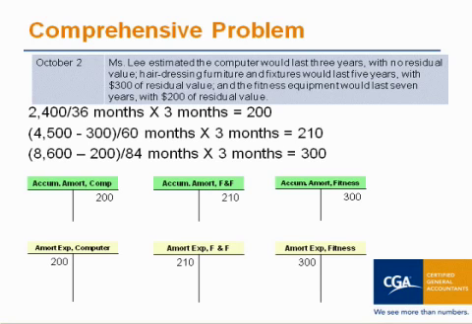7 times 12 is 84 months. So $8,400 divided by 84 months times 3 months is equal to $300. So we've used up $100 per month of that fitness equipment. So we will make a credit posting of $300 to the contra account, accumulated amortization, fitness equipment, and the offsetting entry will be to debit our expense account, amortization expense, fitness equipment, by $300.